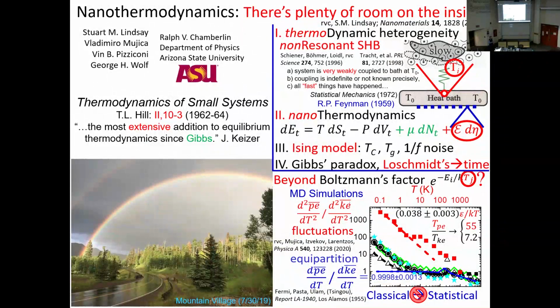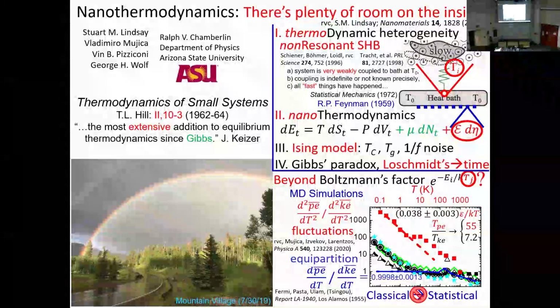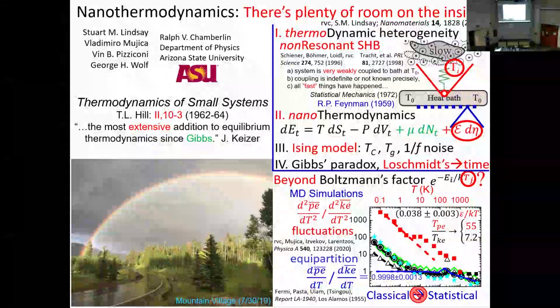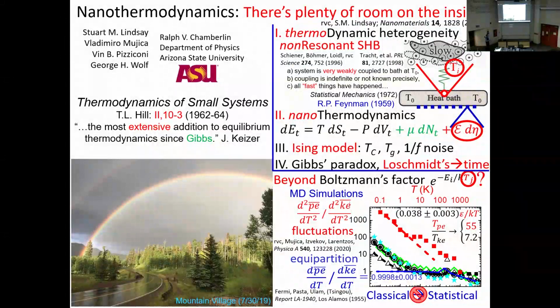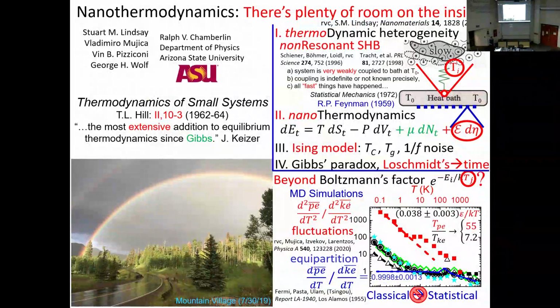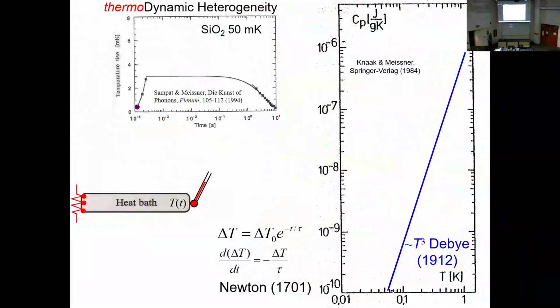I won't show any more molecular dynamics simulations, but it is related to Loschmidt's paradox, because molecular dynamics is intrinsically reversible. It's based on Newton's laws. And the model we'll show later also can be reversible or irreversible. And we'll show that it has to be irreversible in order to maximize the entropy and therefore confront Loschmidt's paradox. Okay, so that's the background.